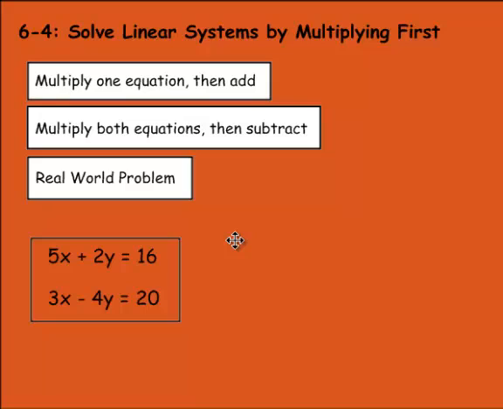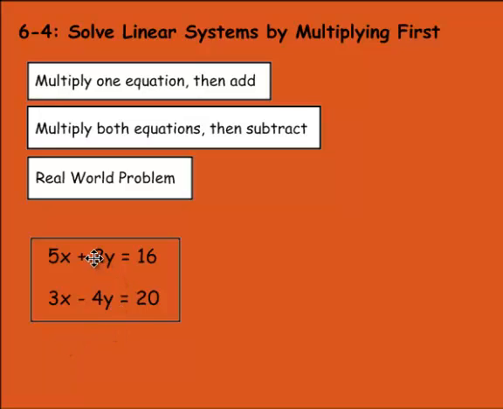If you remember our last lesson, we learned how to solve systems by adding or subtracting. The problem is it's not always that simple. Sometimes with adding and subtracting, you can't eliminate what you need to eliminate. Like this one, for example, we have 5x plus 2y equals 16, 3x minus 4y equals 20. There's nothing that matches in this area. But that doesn't mean you can't get a little creative.